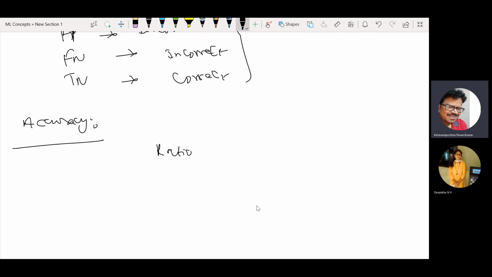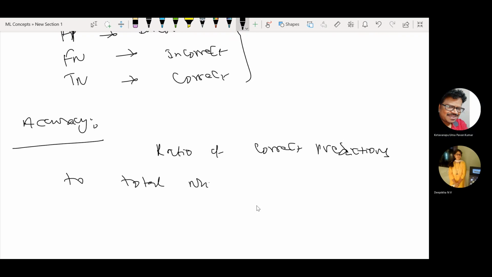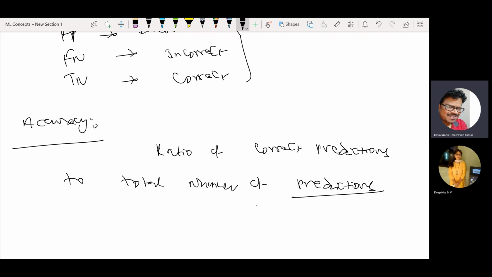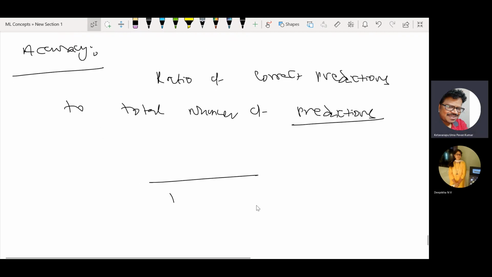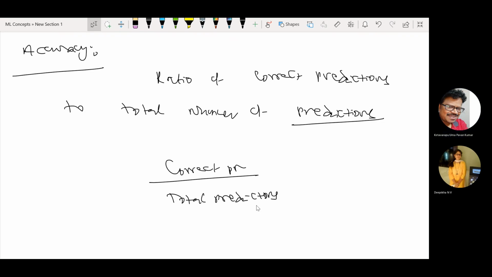Okay, that means the ratio of correct predictions to the total number of predictions or observations. That means I'm having some certain total predictions, maybe a thousand, and how many of them are correct? How many correct predictions are made? That is what you call the accuracy.